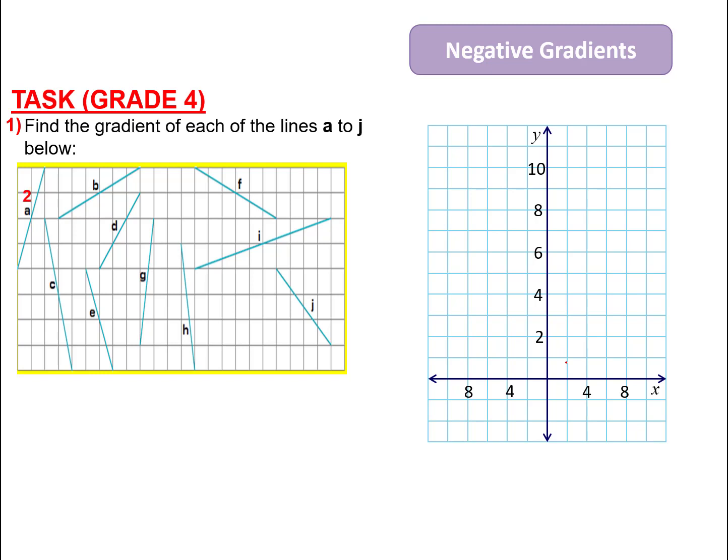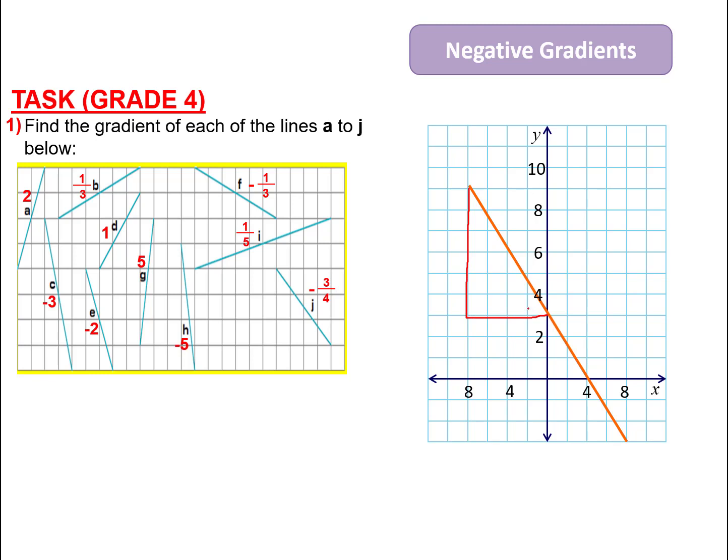Answers are 2, a third, minus 3, 1, minus 2, minus a third, 5, minus 5, 1/5, and minus 3 over 4. There's a larger negative, perfect corner to corner on these types of questions.